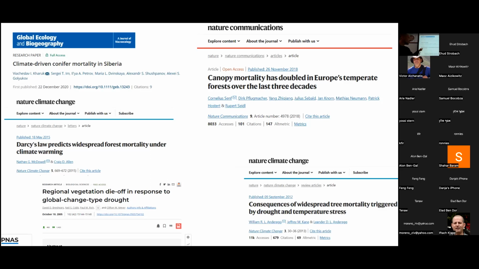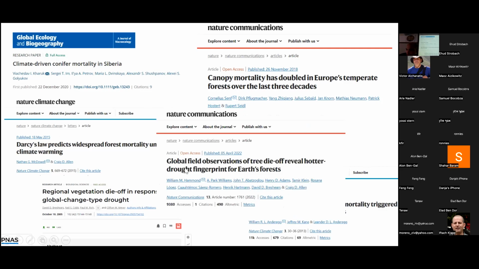If you notice, most of these reports associate the mortality with climate change, with climate warming. This is a mortality triggered by drought and temperature stress. This is another paper, global field invasion. It tells you the drought reveals a hotter drought fingerprint for Earth's forests. So forests are dying at an increasing rate compared to what happened before, and it's associated with climate change.